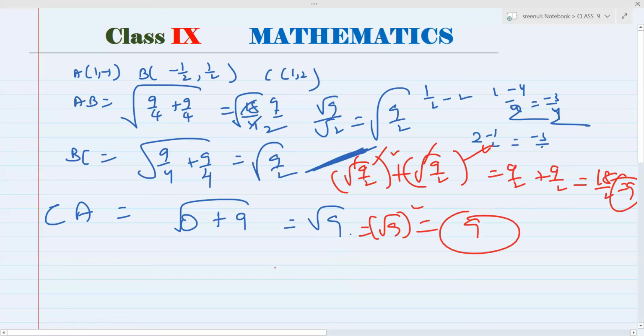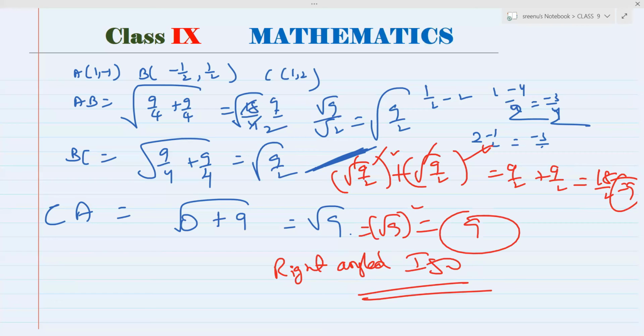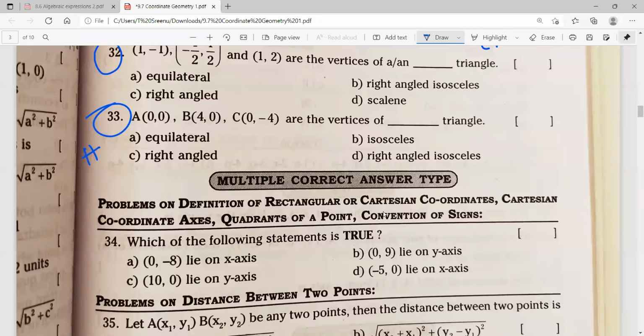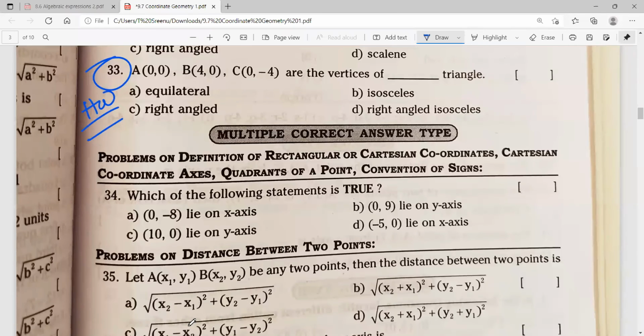Okay, now? So right angle isosceles, this is right angle isosceles, option B. Okay, now next. Third one, you do as homework. Take screenshot 33. And 33, okay, now? Took screenshot. And 34.